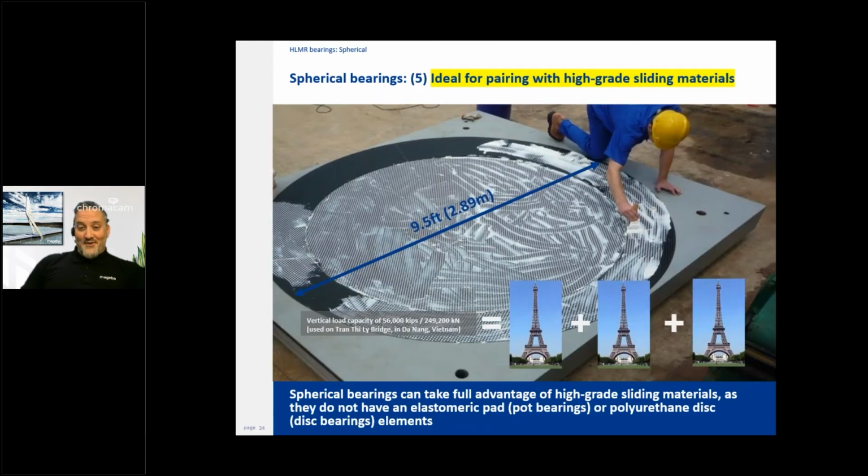And don't worry if I don't go over every detail on the slides. There is a handout, like Chinmoy said, and you'll be able to look in greater detail at some of these slides. We saw this example before, but just to illustrate these high-grade sliding materials, ultra-high molecular weight polyethylene can really transfer a lot of load, 3 Eiffel Towers worth, or something like 2,500 tons. And we'll look a little bit more at the specifics of the sliding material in just a minute.